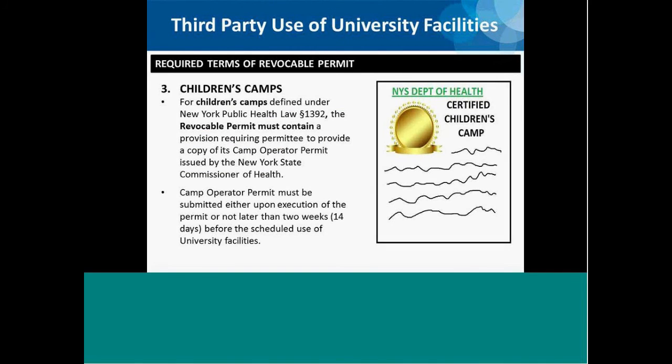If the third party using university facilities for a covered activity is a children's camp, as defined by New York Public Health Law Section 1392, the revocable permit contains a provision that requires the permittee to provide a copy of its camp operator permit issued by the New York State Commissioner of Health. The camp operator permit must be submitted either upon signing the permit or not later than 14 days before the scheduled use of the university facilities.